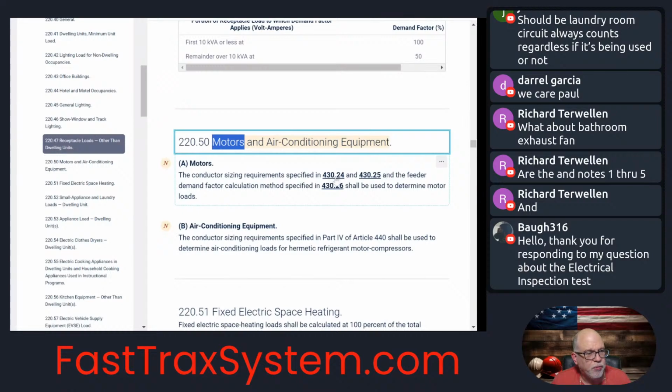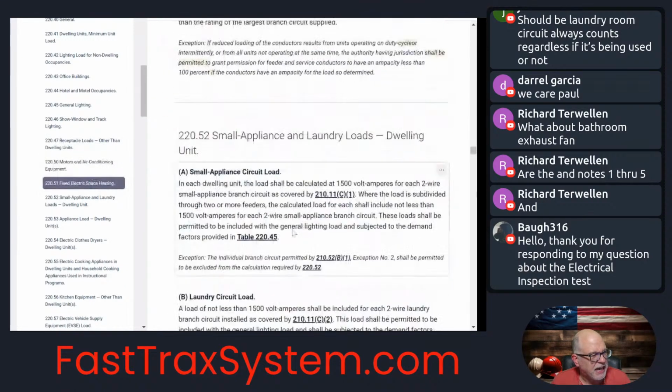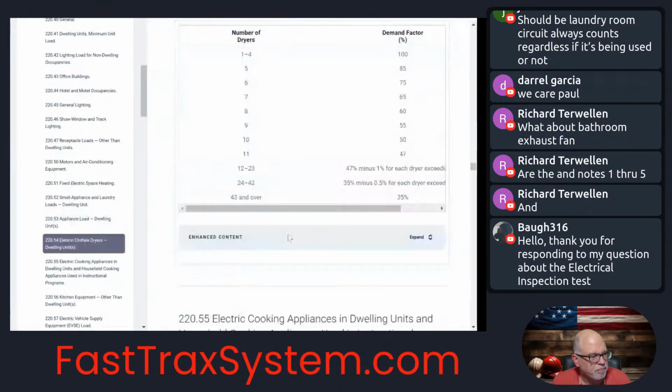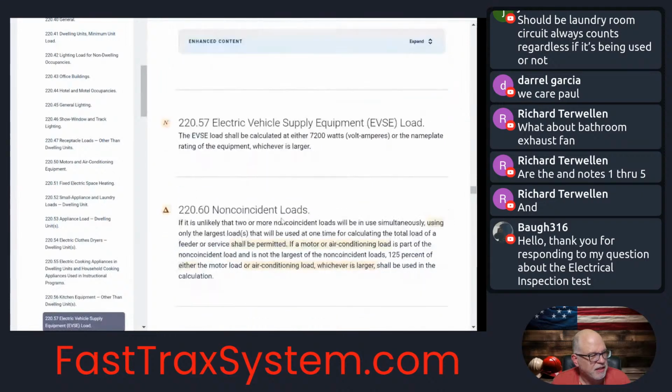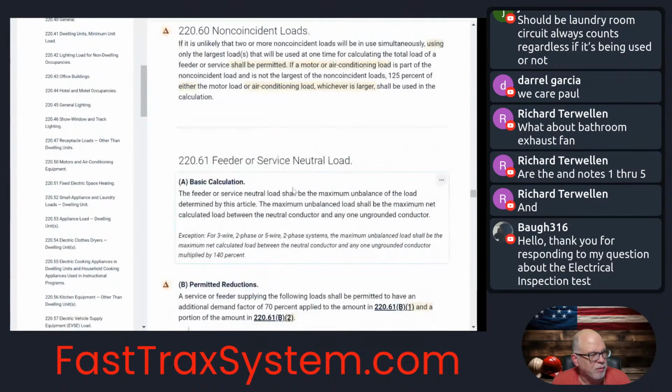If we go to 430.24, if you're familiar with motors, like I told you, it says take the largest motor at 125%. We haven't done that anywhere. So as we scroll down and get down to what we're doing in all of our calcs, we have to account for 220.50. We don't have that 25% yet, right? So we've got to find it.